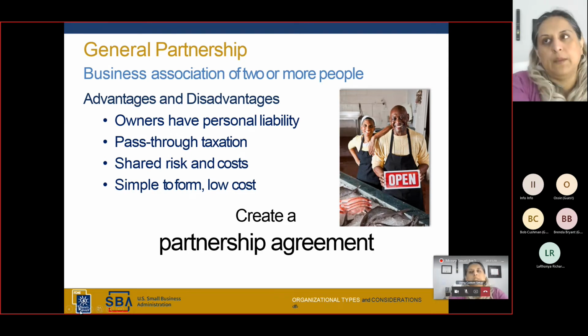Now, risk and liability. Owners of general partnerships have unlimited personal liability. Again, this is just like the sole proprietorship. In general, each partner is jointly liable for the partnership's obligation. Joint liability means that each partner can individually be held responsible for the entire amount of an obligation of the partnership. So that's that. One creates the problem, the other one has to pay for that bill.